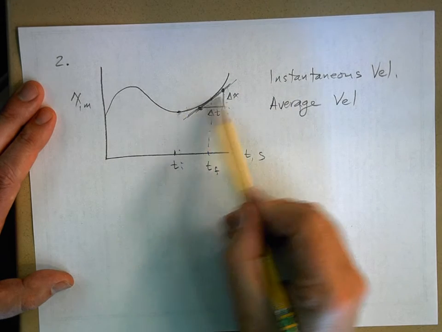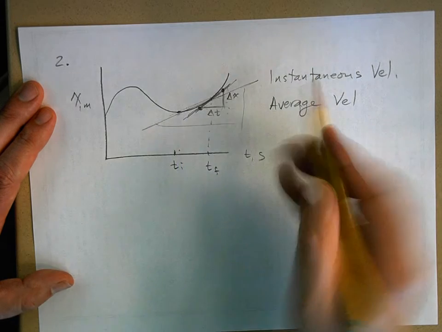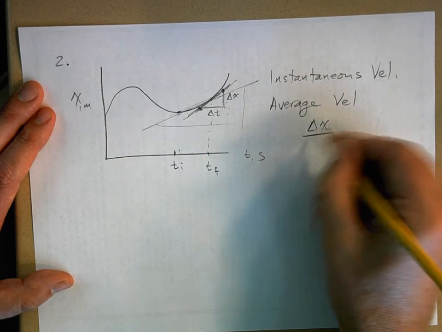So to figure that out, you draw a line like this, and it's just the slope of the line. It's just delta x over delta t.